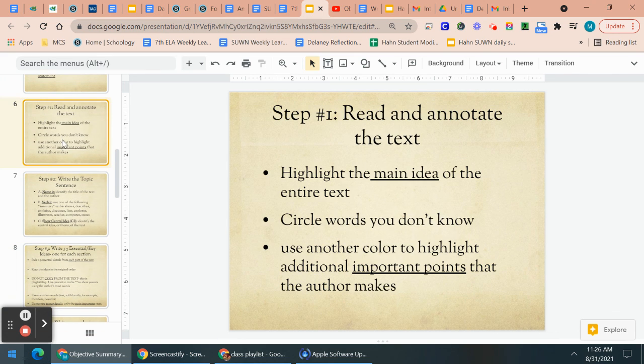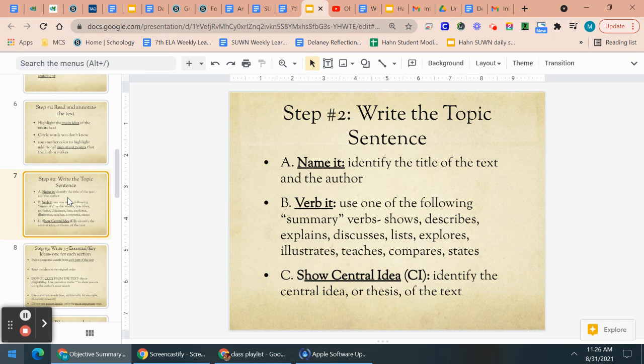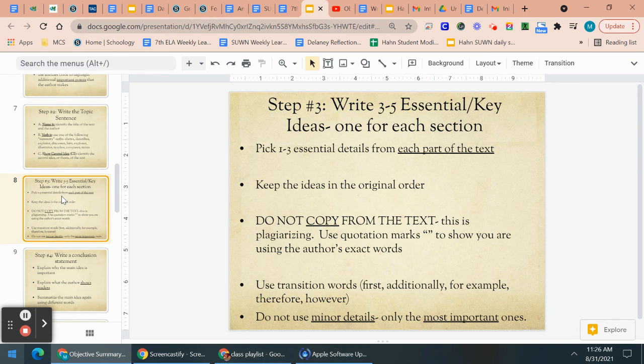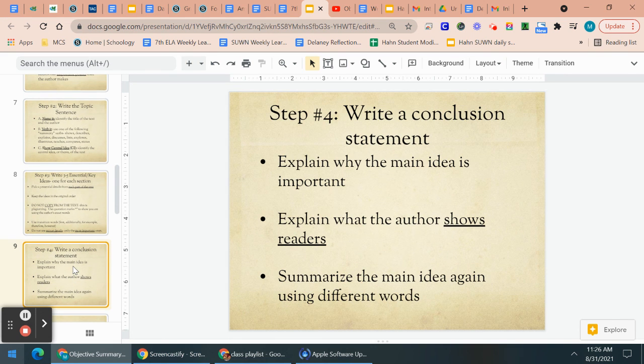So remember, we read and annotate, we write the topic sentence, we have a few more sentences where we include essential key ideas from different parts of the article. Finally, we end our summary with a conclusion statement. In this statement, it could be 1 sentence, 2 sentences, 3 sentences. We explain why that main idea is important. We explain what the author shows readers. And then we summarize the main idea again using different words.